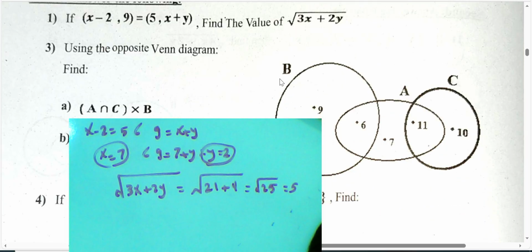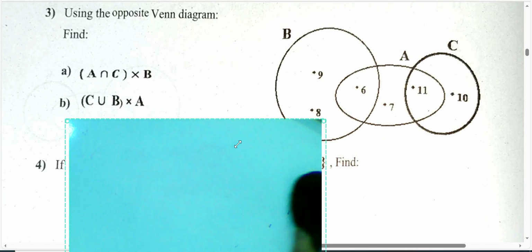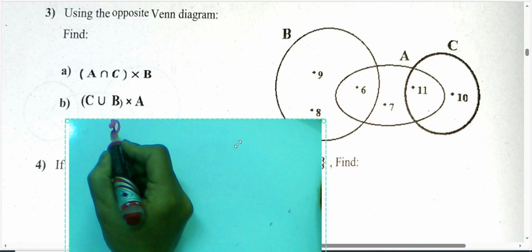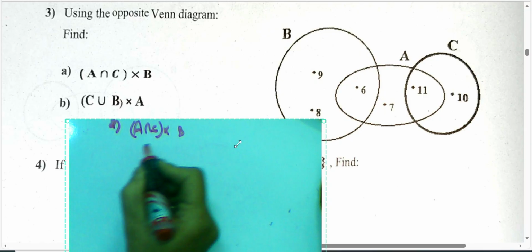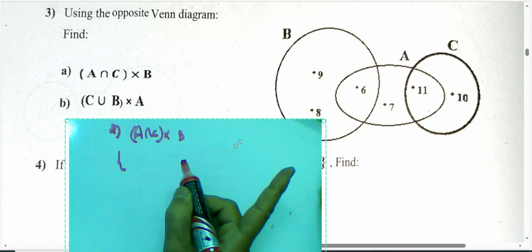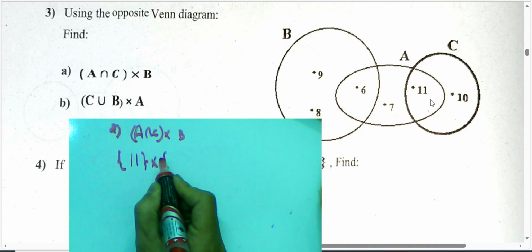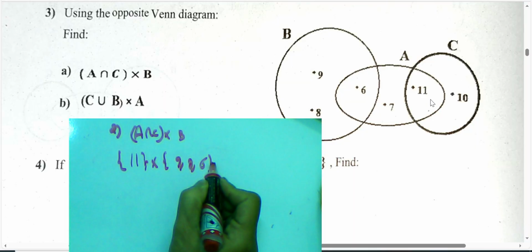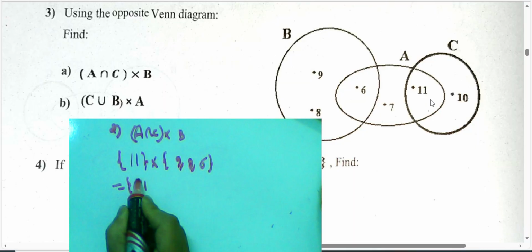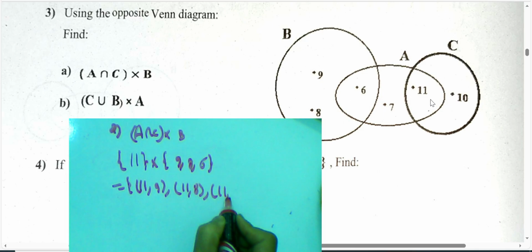Next question. Venn diagram. Letter A. We want to find A intersection C Cartesian product with B. A intersection with C is at the point 11. Element 11 here. Cartesian product with B. B was 9, 8, 6. And then find the ordered pairs. 11 with 9, 11 with 8, 11 with 6.